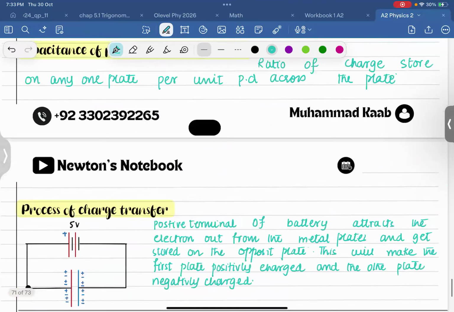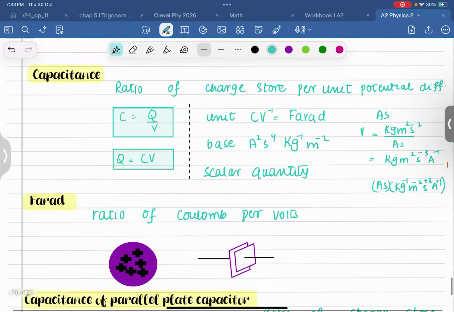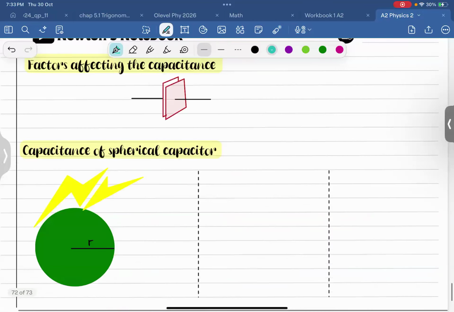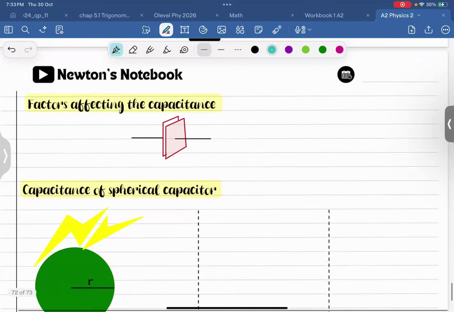Now I'll move on to the next portion in tomorrow's class, inshallah, and we'll be discussing some factors affecting the capacitance and the rest of the things.